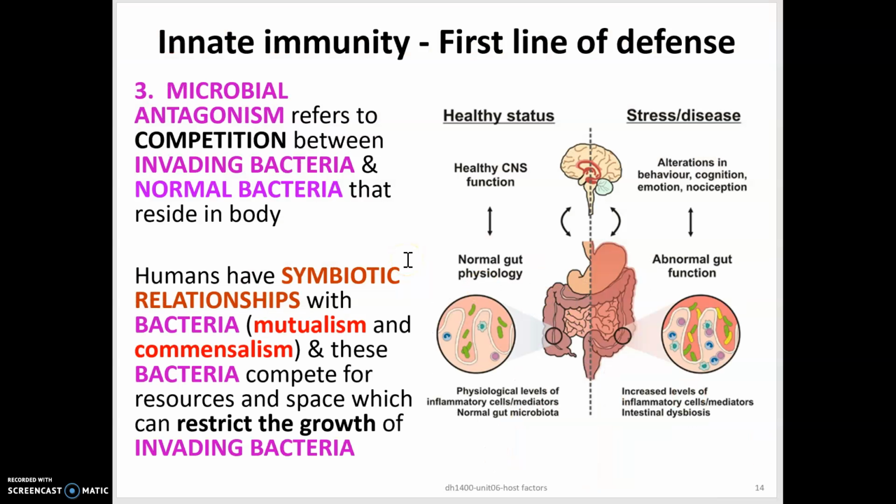Alright, so that was physical and that was chemical barriers. The third part of our first line defense is microbial antagonism. Now the word antagonism means opposite or to oppose.